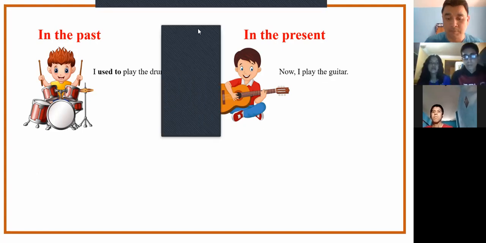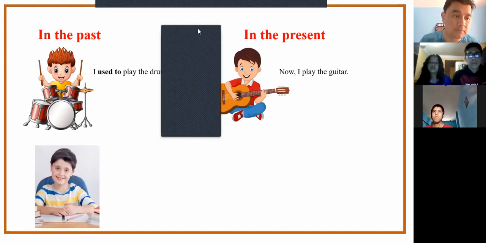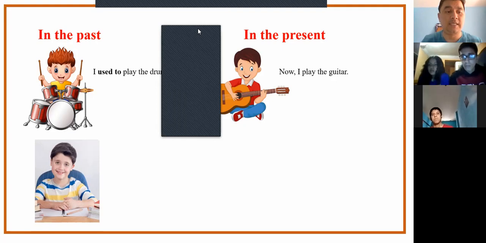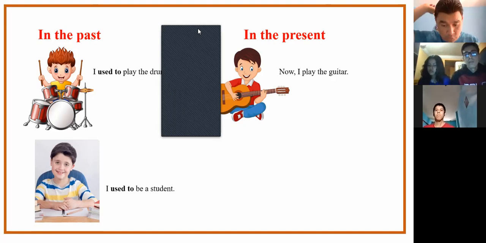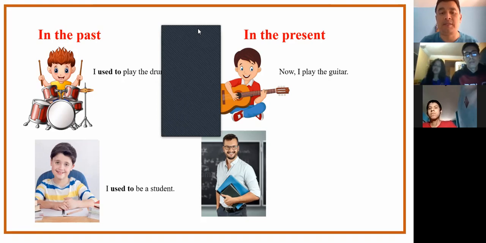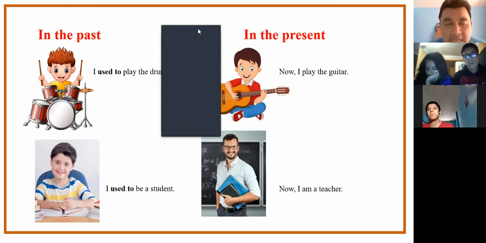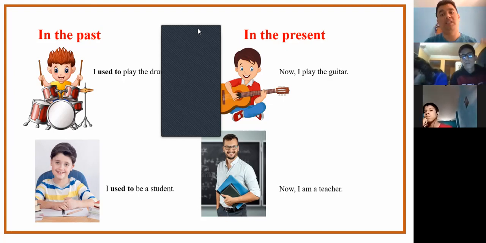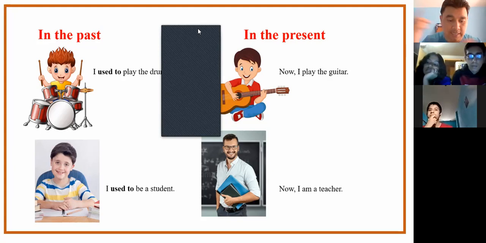I'll give you another example. Oh, you see, he is a student, correct? So I used to be a student in the past. I used to be a student. Now in the present, now I am a teacher. I am a teacher. Excellent, excellent, Sebastian. Excellent. So in the past, I used to be a student. In the present, now I am a teacher. You see, everything changes.